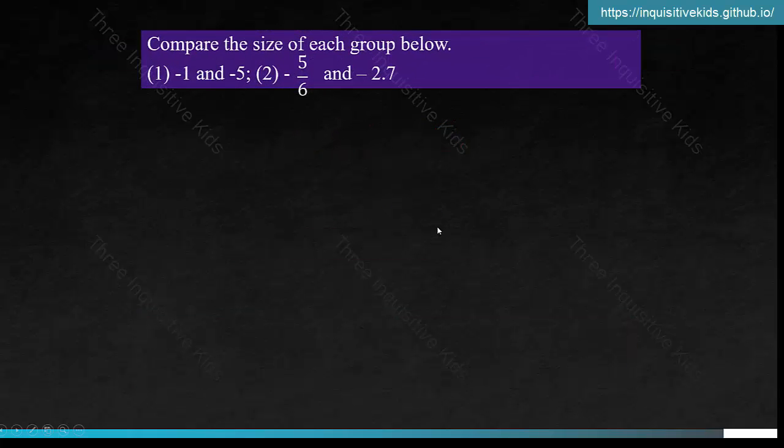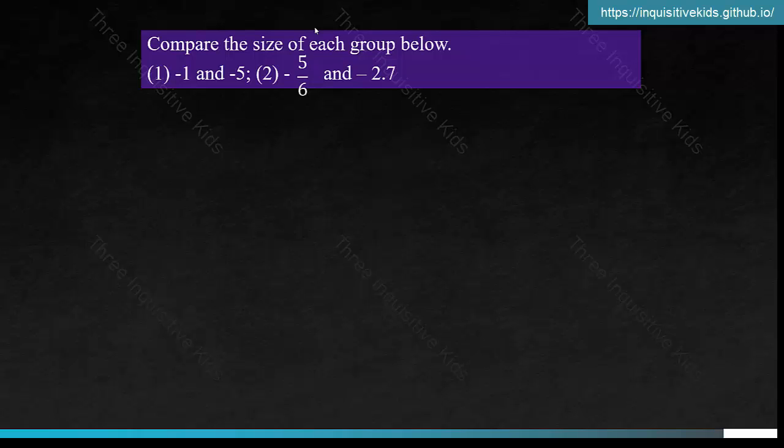Compare the size of each group below. Negative 1 and negative 5. Negative 5 over 6 and negative 2.7. So we know that, by comparing two negative numbers, if we use the absolute value of each number, the bigger the absolute value is, the smaller the number is. So the absolute value of -1 is 1, and the absolute value of -5 is 5. And 5 is bigger than 1, which means that -5 has to be smaller than -1.